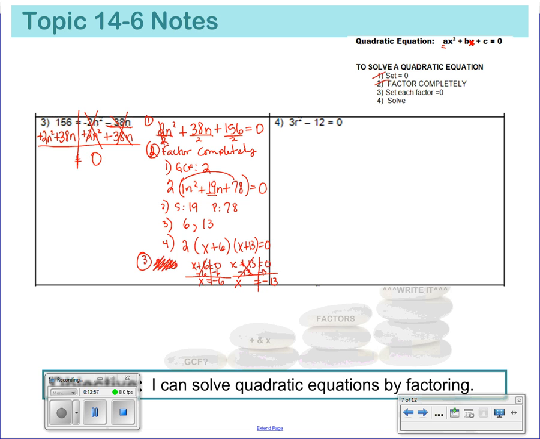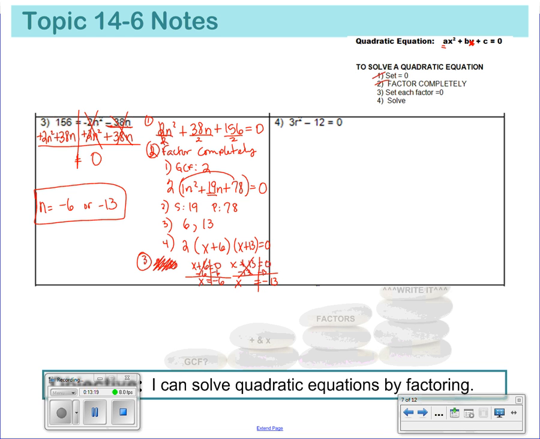So for this quadratic, I'm going to go back to using n's. My n has to be negative 6, or it's negative 13. So you will often see me rewriting my equations with x's. That is fine, as long as when I answer my question, I am actually giving the correct variable at that time.